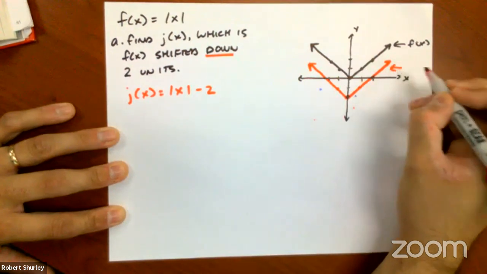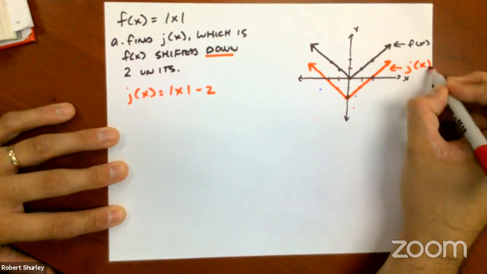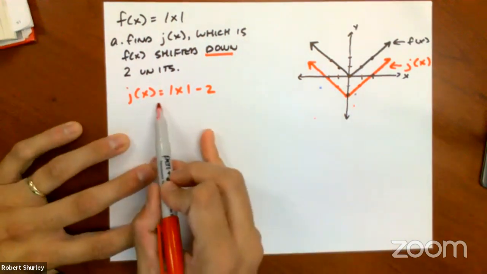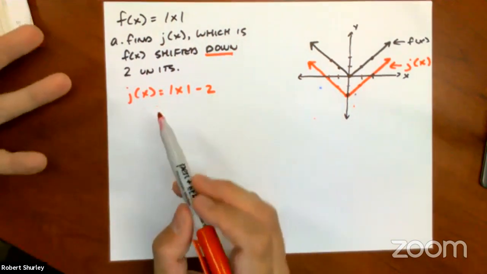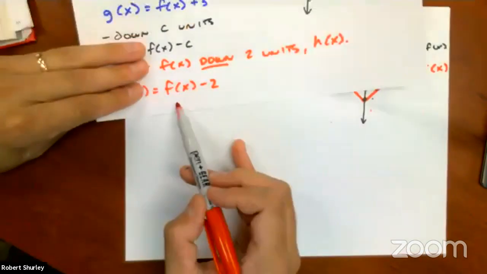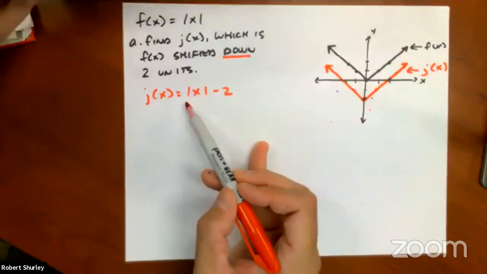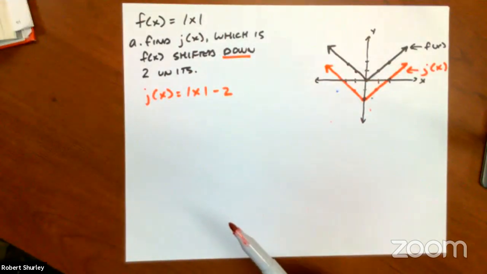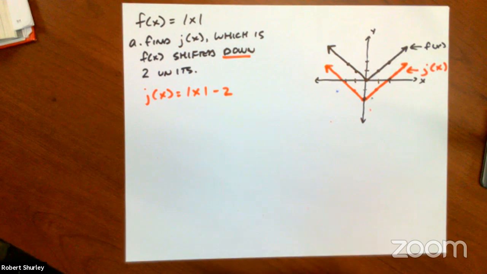We've got our j of x. Kind of neat. Now, when we're dealing with actual functions, with actual equations, instead of writing it as f of x minus 2, you put in what the function is. It's the absolute value of x, right? The absolute value of x minus 2. Questions about that? Makes sense. It's not bad.